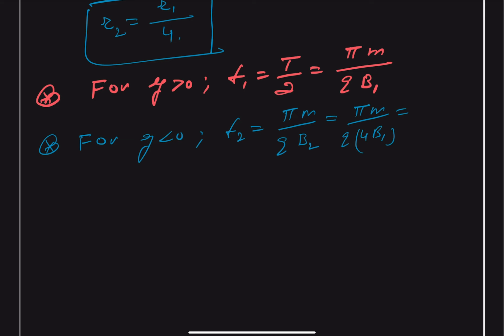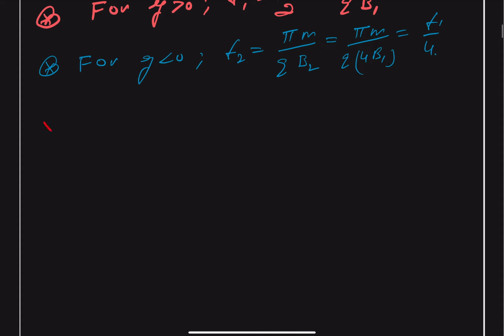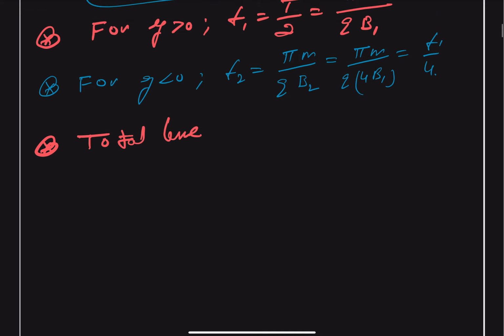Once again, we can write this as q pi m and this as q 4 times b1, and this gives us t1 upon 4. So this is the relationship between our t2 and t1. So if the total time, let us call it small t, then small t will be equal to t1 plus t2.